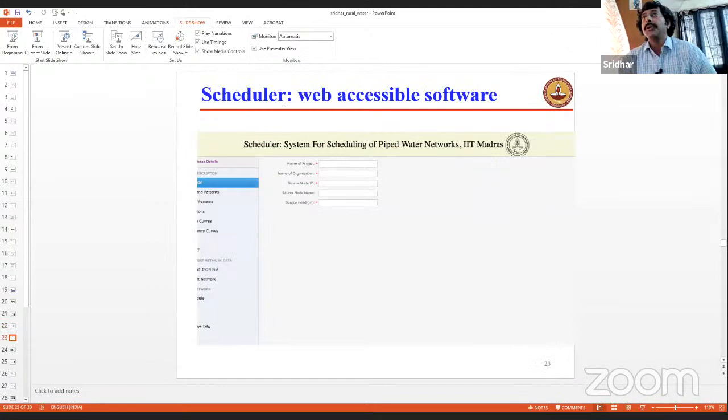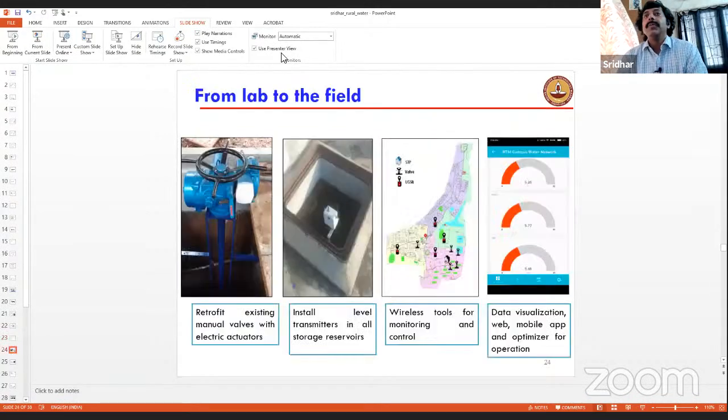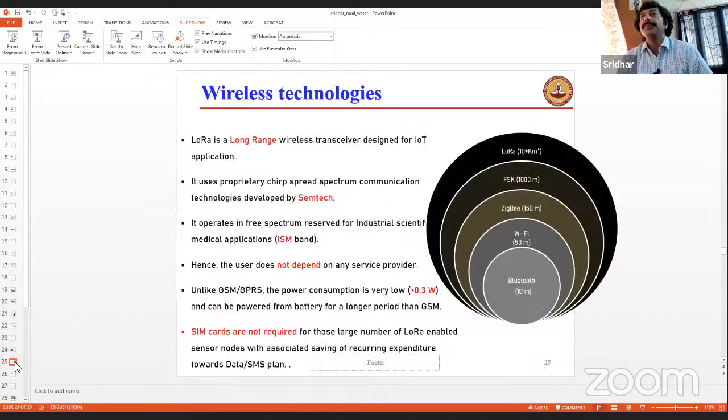We also have a scheduler, which is web accessible software. We are currently upgrading it to make it more user-friendly and in tune with the latest IT technologies. And I'll also share the link of the software system. But as I said, we've taken these ideas from the lab to the field. These are photographs of what we have done in the IIT Madras campus, where we retrofitted existing valves with electrical actuators, put level sensors in the storage reservoirs, and use wireless tools for communication and control.